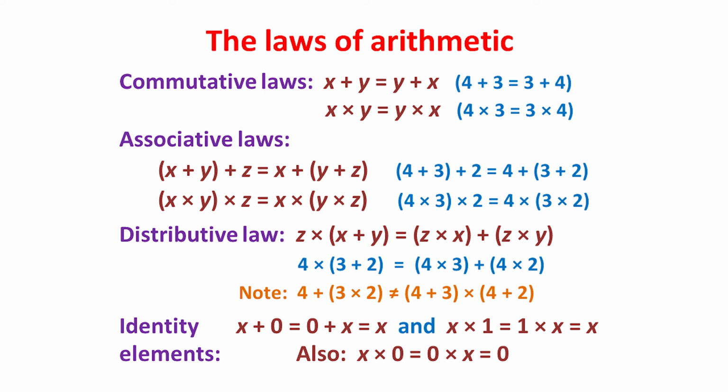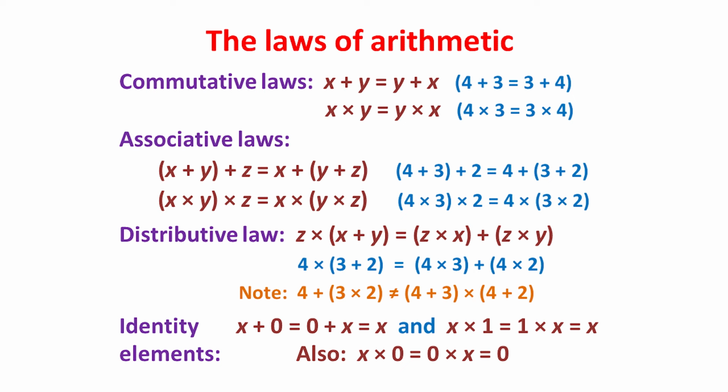If we now have three numbers, we can add the first two and then the third. 4 plus 3 and then plus 2 gives 9. And we also get 9 if we add 4 to the sum of 3 plus 2. And in general, (x plus y) plus z equals x plus (y plus z). And the same happens for multiplication. These are the associative laws for addition and multiplication.